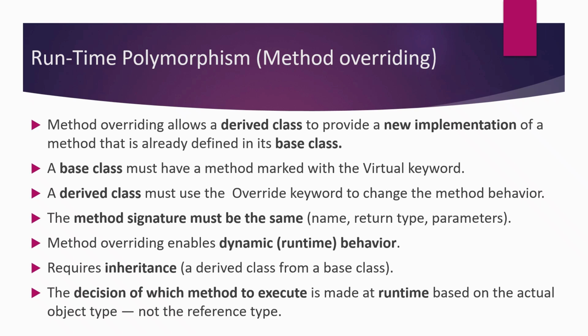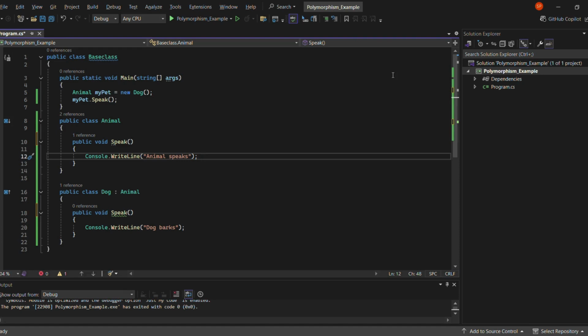Method overriding enables dynamic, runtime behavior. It requires inheritance, a derived class from a base class. The decision of which method to execute is made at runtime based on the actual object type, not the reference type. Let's consider this example without the overriding concept.